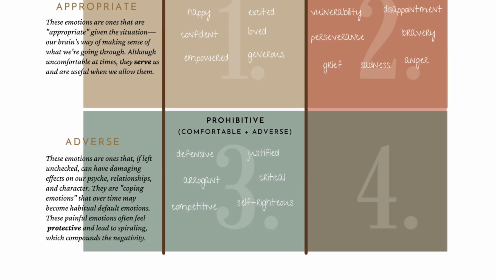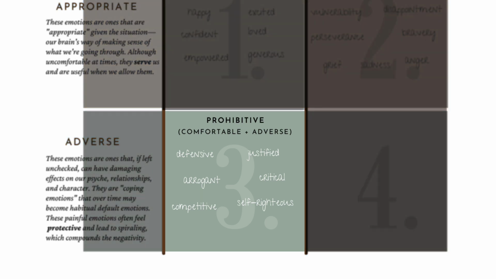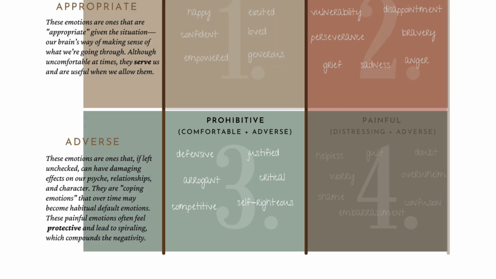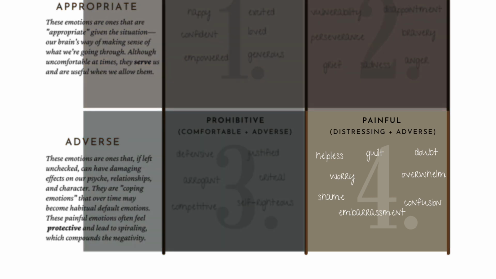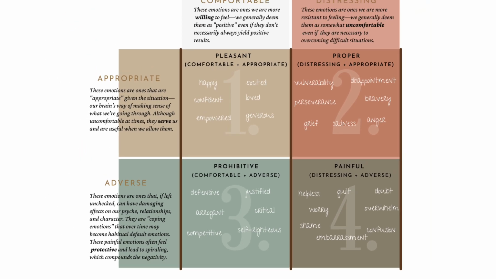Quadrant 3 is emotions that are adverse but comfortable. These are prohibitive emotions and include defensive, justified, critical, arrogant, competitive, and self-righteous. Quadrant 4 is emotions that are both adverse and distressing. These are painful emotions and include shame, worry, helpless, overwhelmed, embarrassment, and confusion.